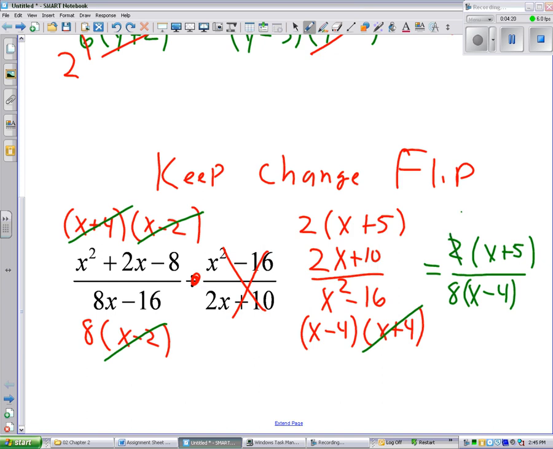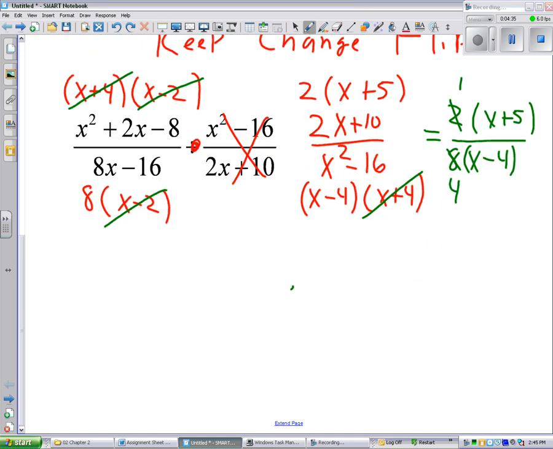But wait, you see the 2 and the 8 can be reduced even further. So we could divide by 2. 2 divided by 2 is 1. 8 divided by 2 is 4. So our final answer is x plus 5 over 4 times x minus 4.